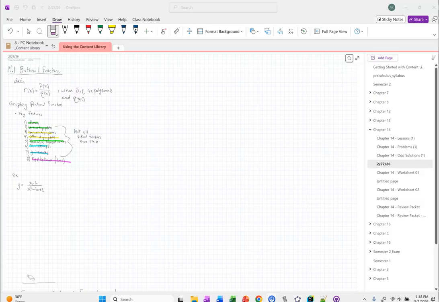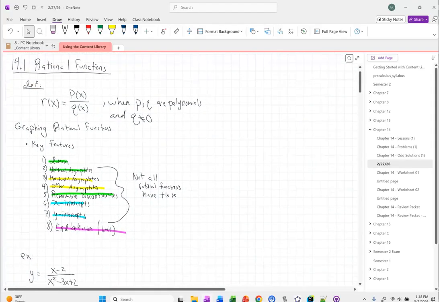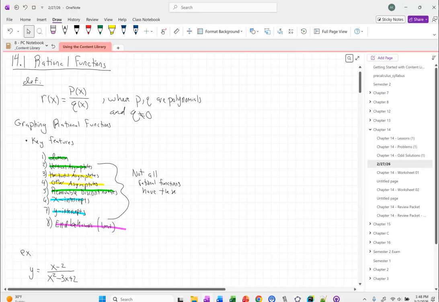So today we're going to be starting chapter 14. Chapter 14, we're going to be talking about rational functions. When we talk about a rational function, the way we define it is some p of x over q of x, where p and q are polynomials, and q is non-zero.